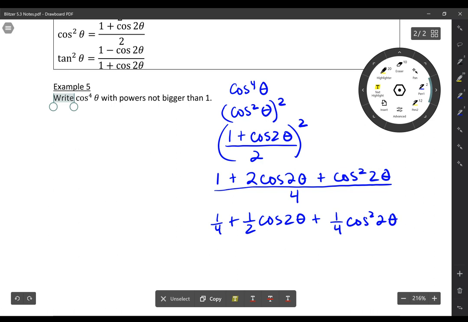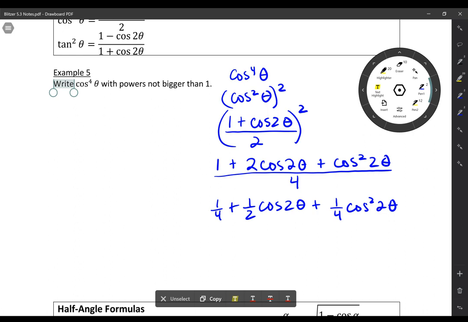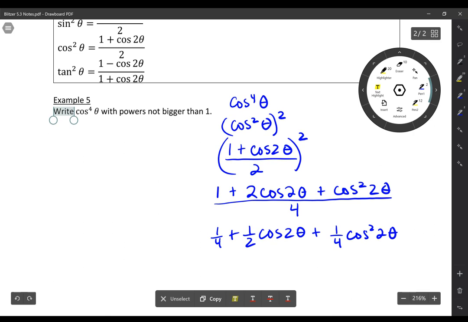So the problem is I still have a cosine squared. So I'm going to use this power reducing formula again. The power reducing says whatever my angle is here, I take it and I've got to double it, and then I have 1 plus cosine of double that angle, divided by 2. So when I break this up now, I'm going to have a 1/4 out here, and this is going to be (1 plus cosine 2 times 2 theta) all over 2.